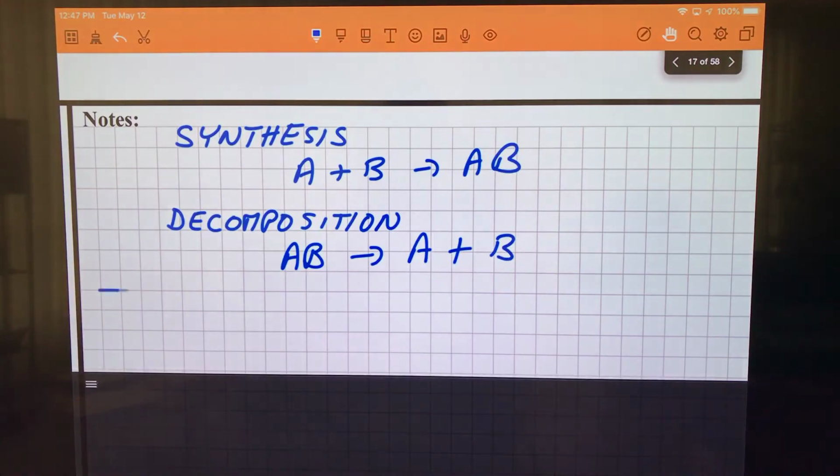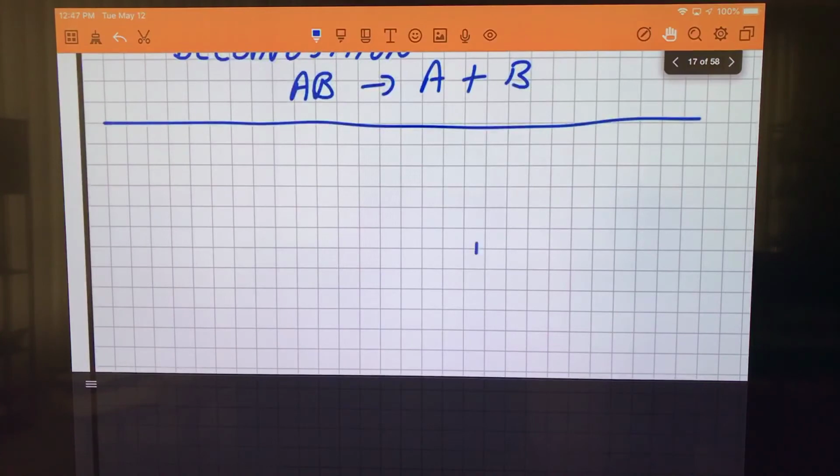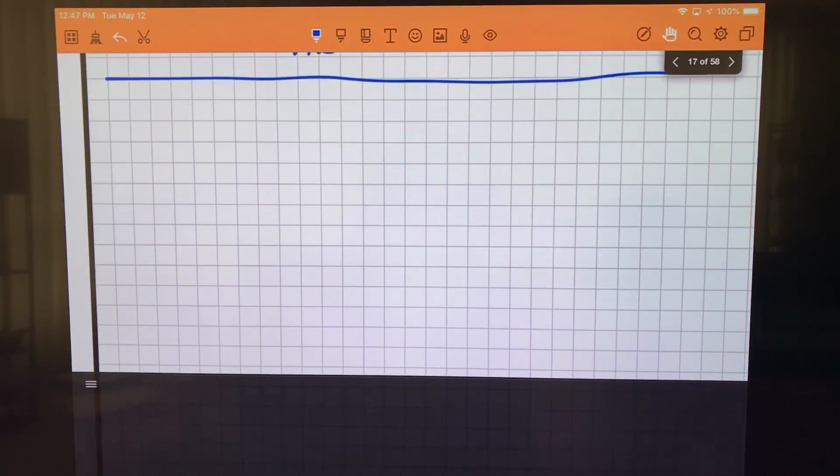Okay? So let's do one, because we did magnesium oxide synthesis, and it looked like Mg plus O2 becomes MgO, magnesium oxide. So we're going to reverse that. So this time let's take magnesium oxide, and we're going to break it up. Well, what does it break into? Two pieces. Magnesium plus O.